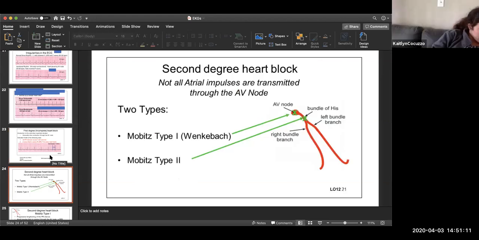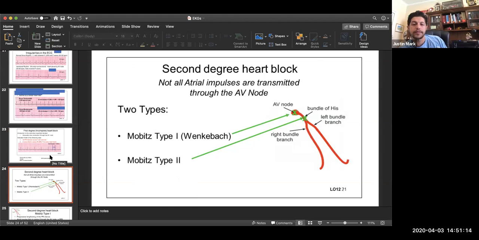Now we can get into the second degree heart blocks, and these are even a little bit more complicated. This picture shows a Mobitz type 1 and a Mobitz type 2. Mobitz type 1 is also called Wenckebach, so if you see that, just recognize it. With a Mobitz type 1, the signal is not going from the SA node down into the AV node, so we have this conduction blocked. Whereas in a type 2 Mobitz, the conduction signal can get to the AV node, but it's not moving downwards into the bundle of His and then subsequently into the left and right bundle branches. Keep that in mind.